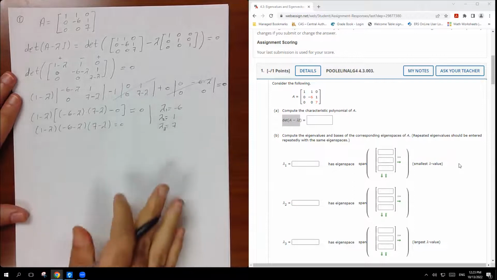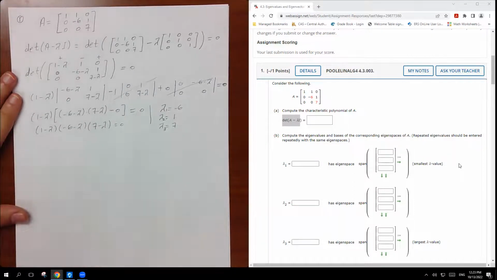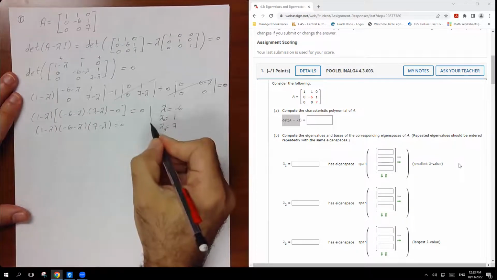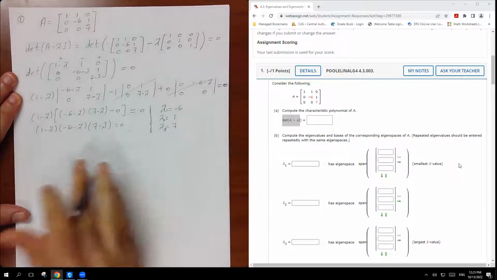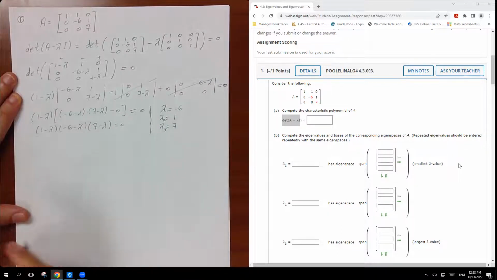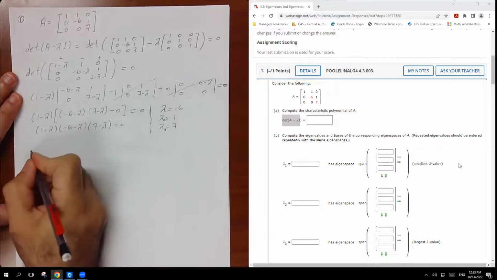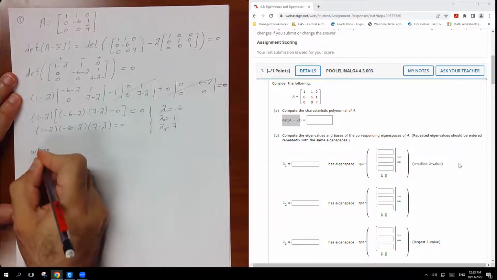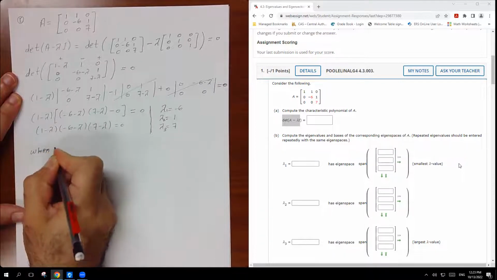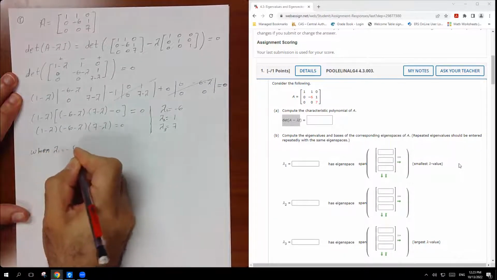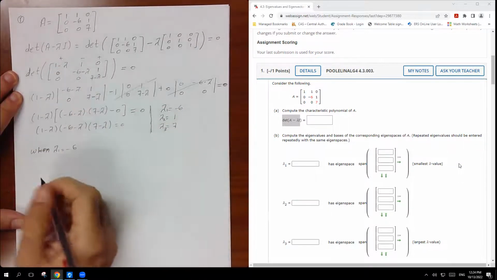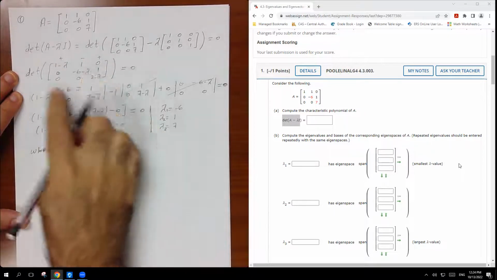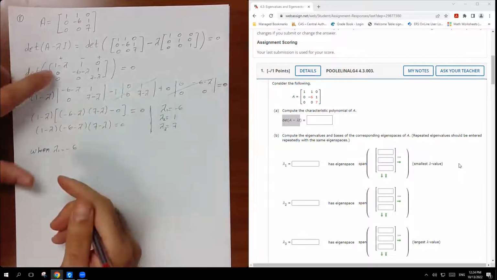Now we need to find the eigenvector or eigenspace. The eigenspace means you're going to find the null space. How do you find the null space? By solving for x1, x2, and x3. First of all, when lambda 1 equals negative 6, the smaller one, I'm going to plug in negative 6 here, and solve it for x1, x2, and x3.